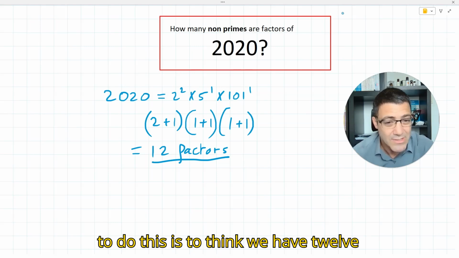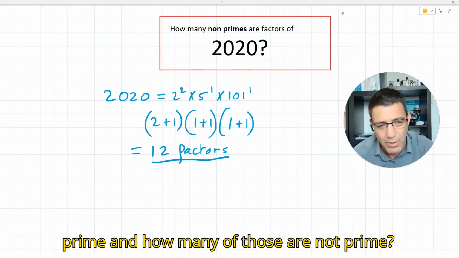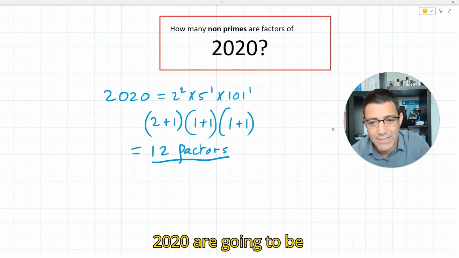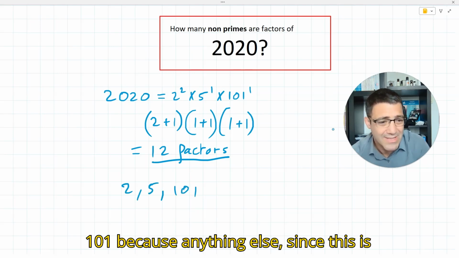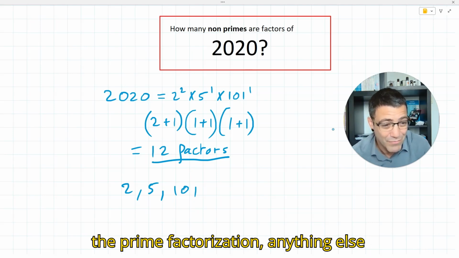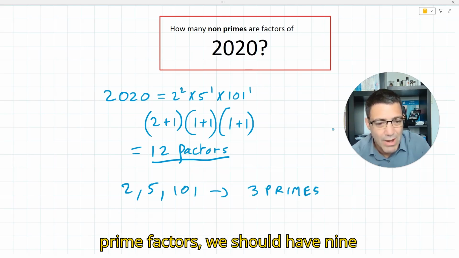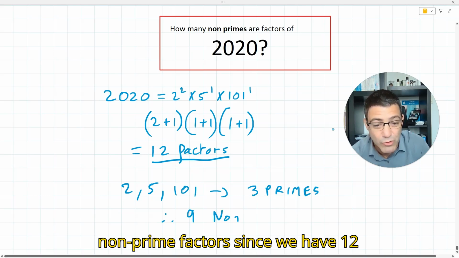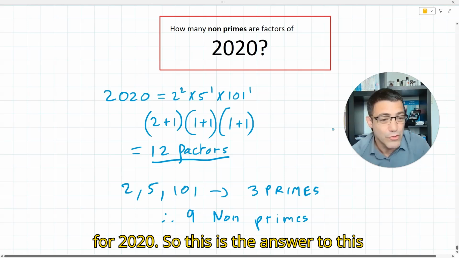Well, the easy way to do this is to think, we have 12 factors in total. How many of those are prime and how many of those are not prime? Well, the only prime factors for 2020 are going to be 2, 5, and 101, because since this is the prime factorization, anything else is a non-prime factor. So we have 3 prime factors. So if we have 3 prime factors, we should have 9 non-prime factors, since we have 12 altogether. So 9 non-primes for 2020.